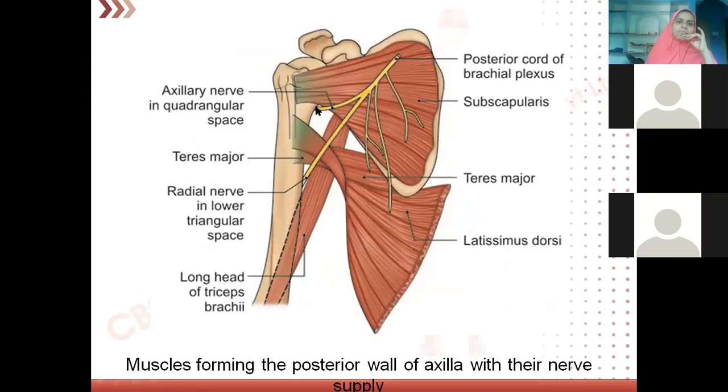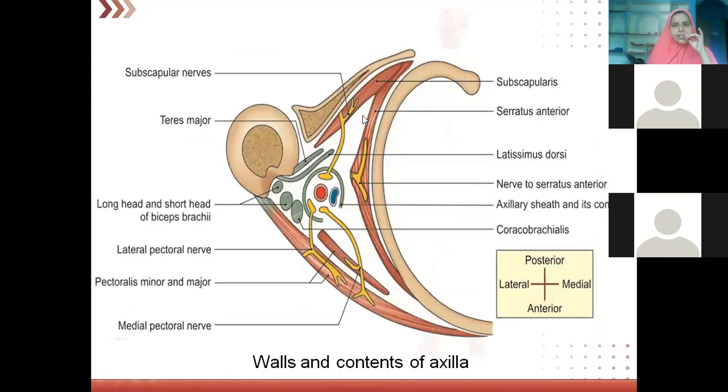Of course, we are going to elaborate on the axillary nerve when we do the brachial plexus, but for now you are just shown this picture. In my previous class, I told you the axillary nerve is supplying two muscles. Do you remember? One is the deltoid muscle and the other is teres minor. We'll see again later.